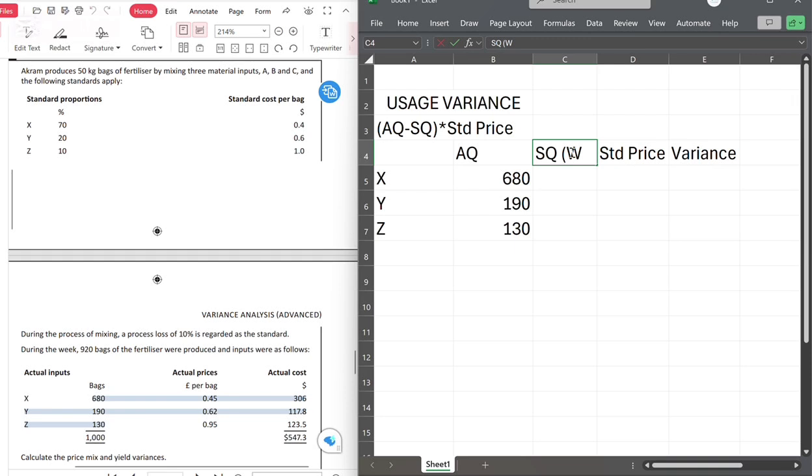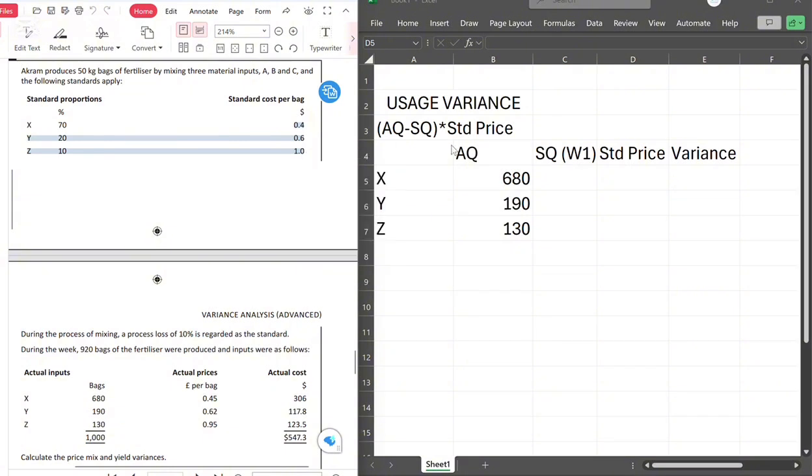I'm coming back to this standard quantity because that is where we need to do some working. So I'm going to put working 1 here. We'll come back to that. But let's put the standard price. Standard price is the planned price, which has been given as 0.4, 0.6, and 1.